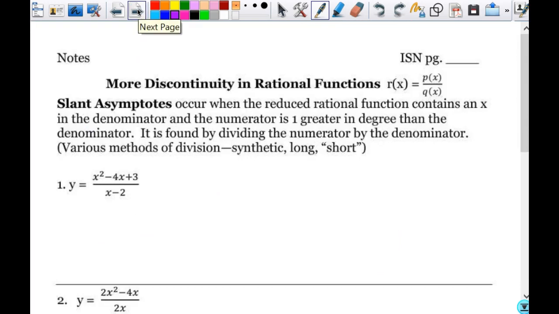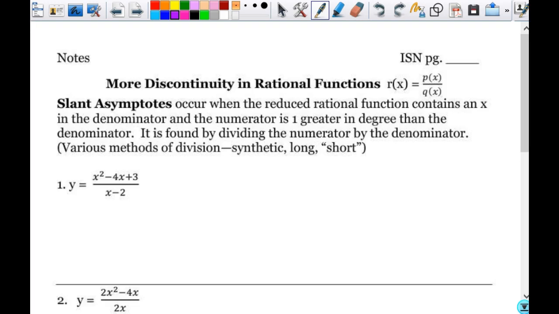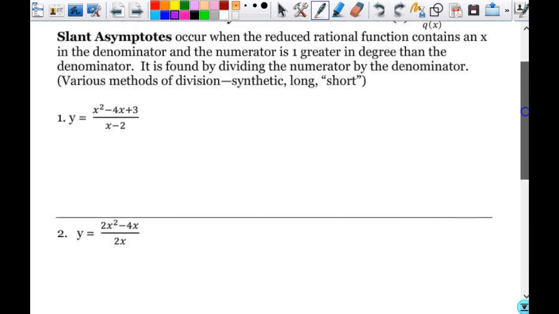Okay, so I guess, what was that? That would be 73, yeah. We'll put that on page 73. And then I'll change that on your calendar. Okay, so this is just more. I just didn't want to make it too small, so I made it another page.